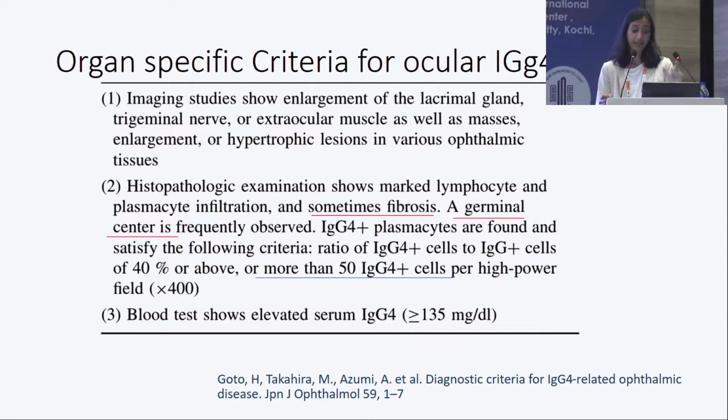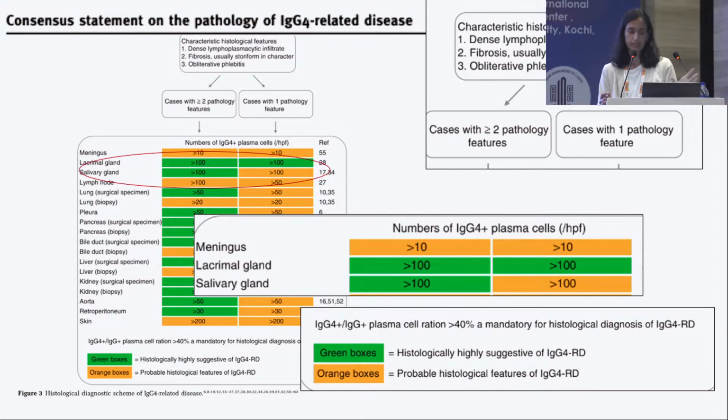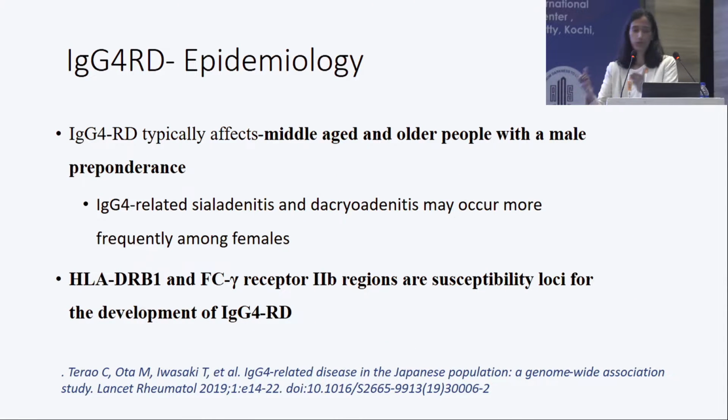Other than that, the criteria for the number of cells per high power field has been very variable. While it was 10 in the first diagnostic criteria, in the organ specific criteria, they said 50. And if you look at the consensus of the pathologists, they are saying if it is more than 100, even in absence of fibrosis or a dense lymphoplasmacytic infiltrate, even in the absence of those two, if you have IgG4 positive plasma cells more than 100 per high power field, you can say that it is highly suggestive of IgG4 related orbital disease. So I think that is more of a pathologist's purview.